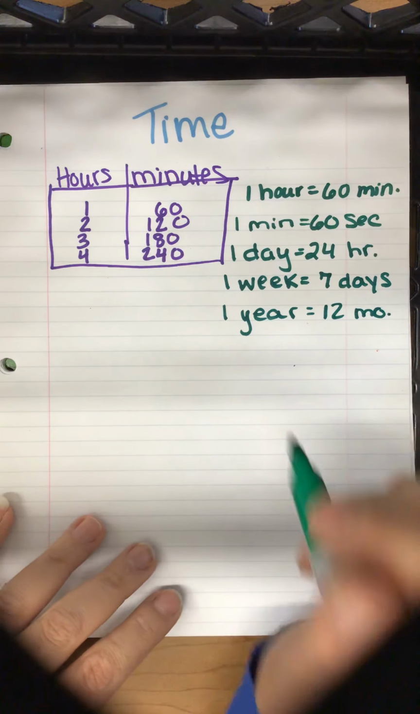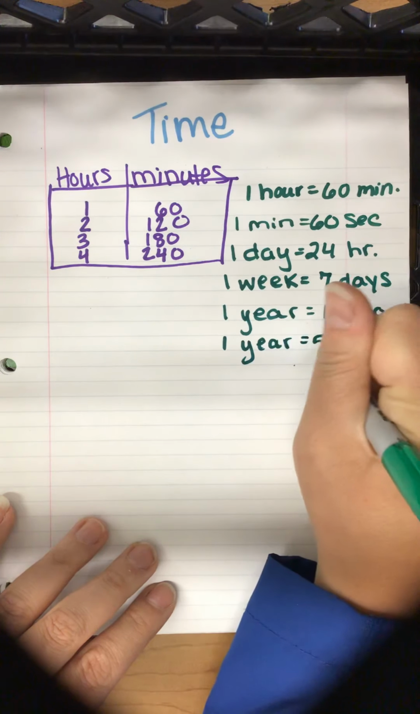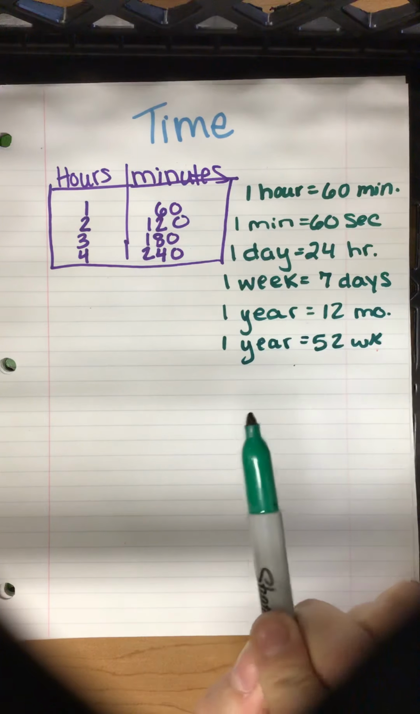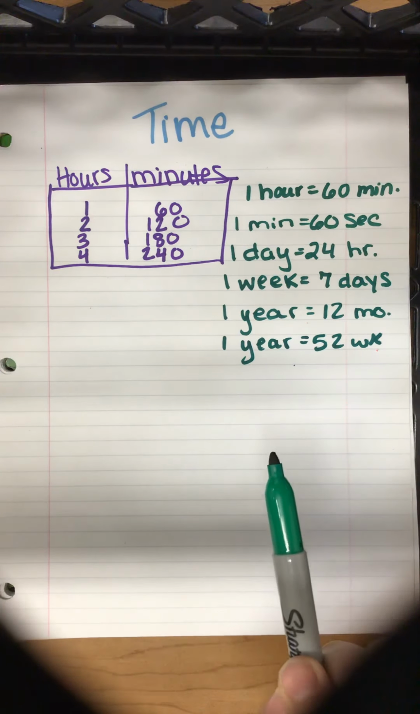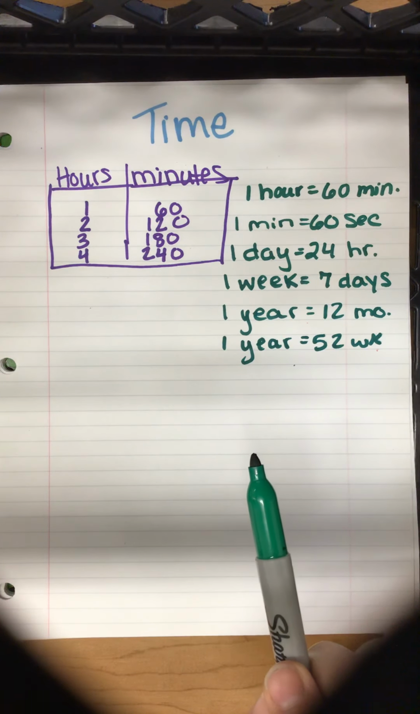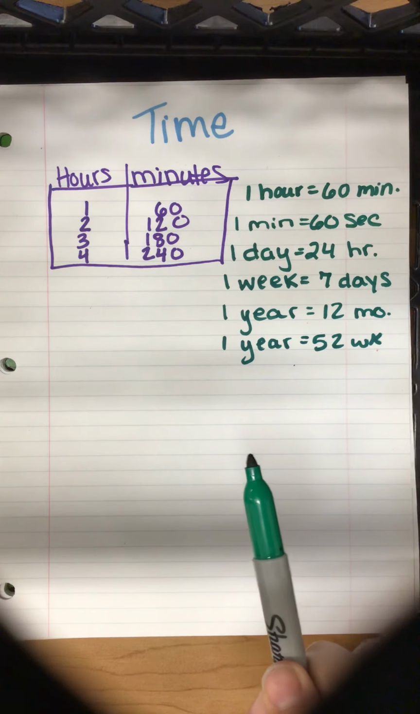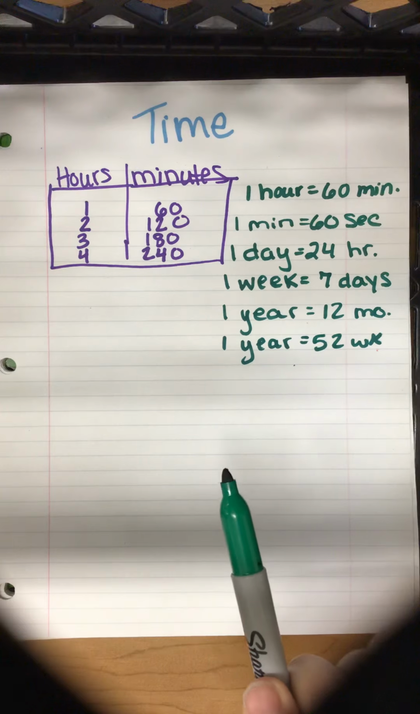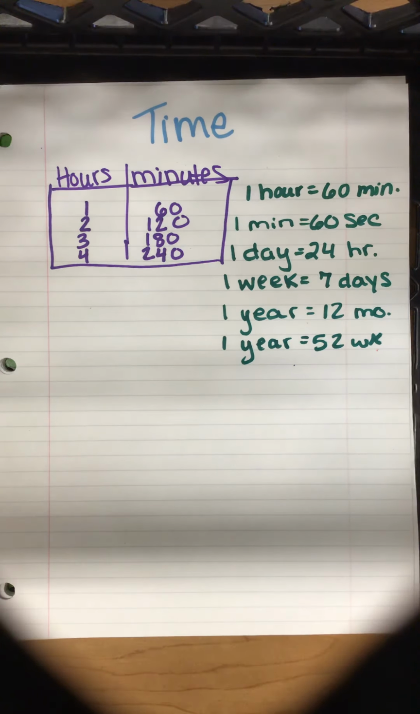How many weeks are in a year? That one's a hard one. It's 52. We skipped how many weeks are in a month because we can only approximately say that there's about 4 weeks in a month. Because if you look at February, it only has 28 days. April has 30 days. May has 31 days. So the months don't actually have the same amount of days in them. So it's hard to say how many weeks are in a month.